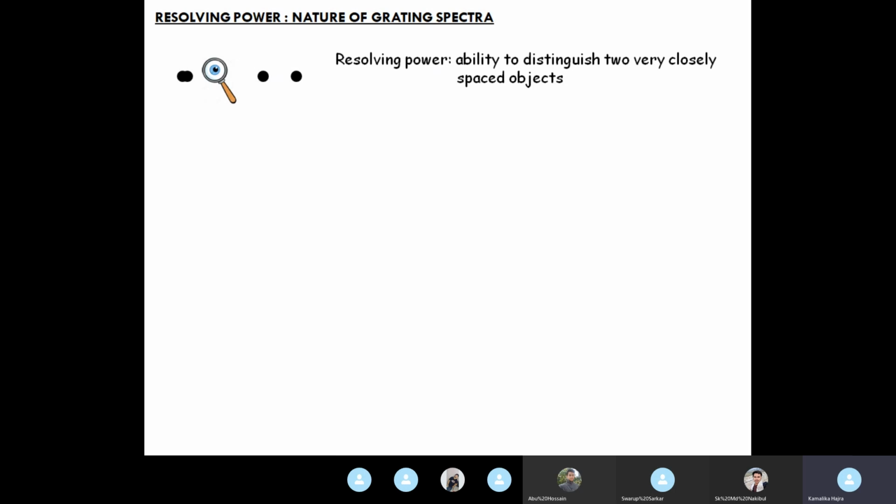What is resolving power? It is the ability to distinguish two very closely spaced objects. And it's a qualification for any optical instrument. Any optical instrument would be qualified by its resolving power. All of you use Android phones. Some of you might also use digital cameras. And we are always talking about resolution, right? When we talk about the camera, we talk about the resolution. Apart from the optical zoom, we also talk about the resolution of the camera.